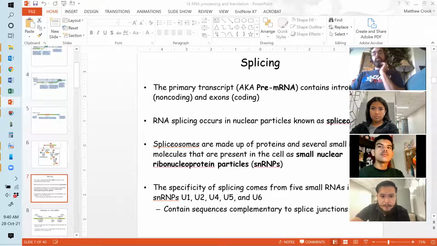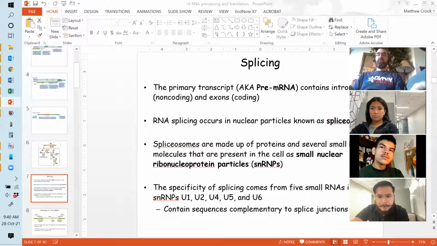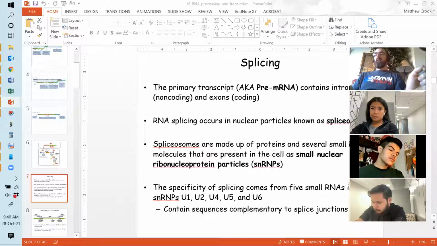And again, I can't stress highly enough how important it is to remove those introns. If an intron remains, that protein will be junk. Actually, there's a couple of reasons for that.